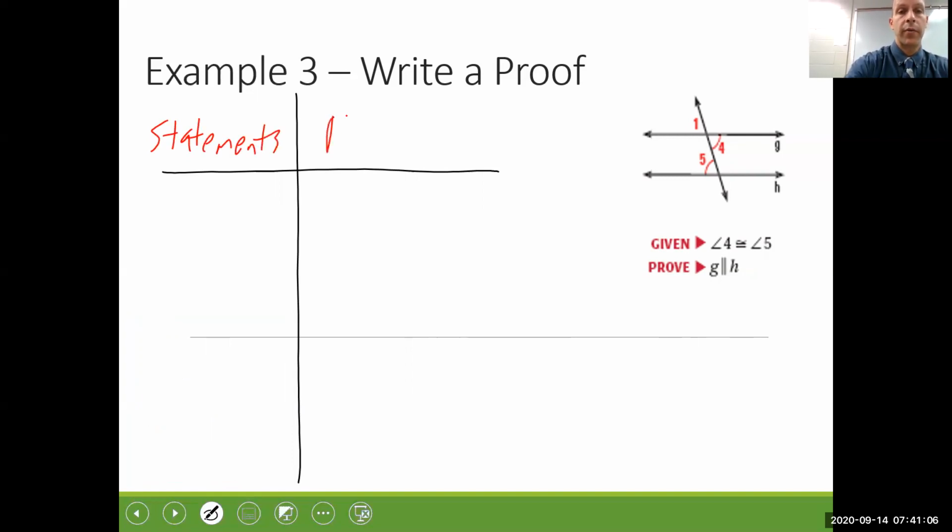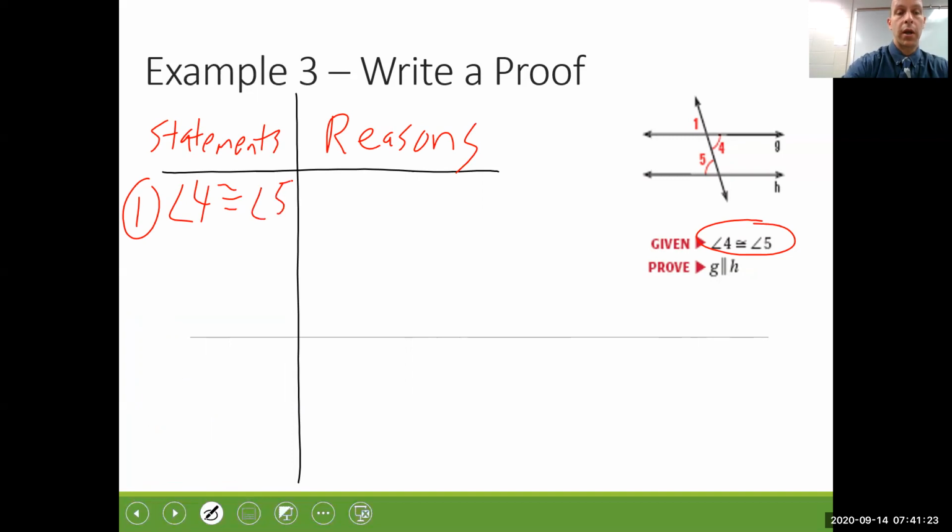On the right side, I'm going to put reasons. And let's see if we can figure this out. I usually like to let my first thing typically be whatever is given here. So I'm going to just go ahead and start with that. Angle 4 and angle 5 are congruent. That's given.